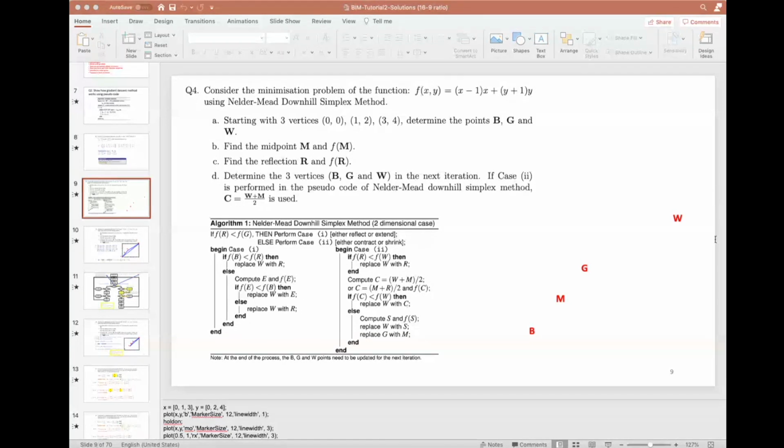The second question is about the shrinking and the contraction. In this question 4, I'm going to illustrate why we do not do the refraction instead.